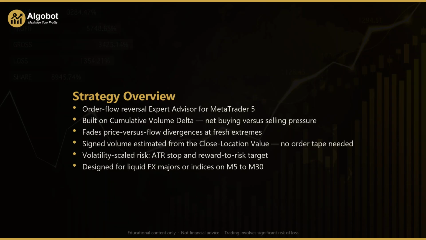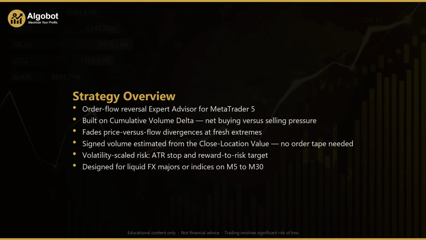To do this without needing a specialized bid and ask data feed, the strategy uses the close location value. It looks at where each candle closed within its own range. A close near the high suggests buyers dominated the bar. A close near the low suggests sellers did. That reading is multiplied by the bar's tick volume and added to the running delta line.